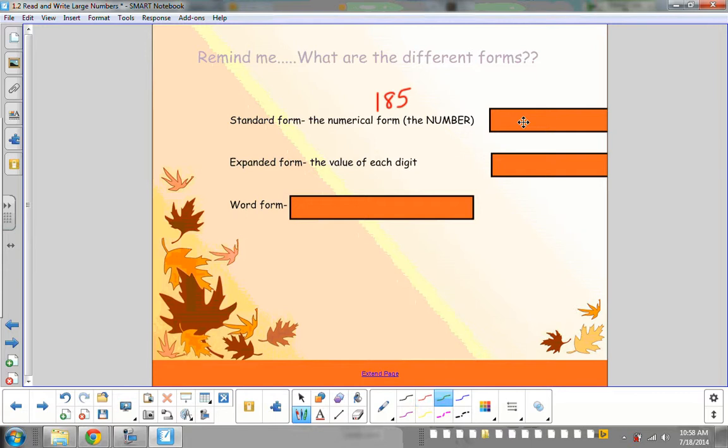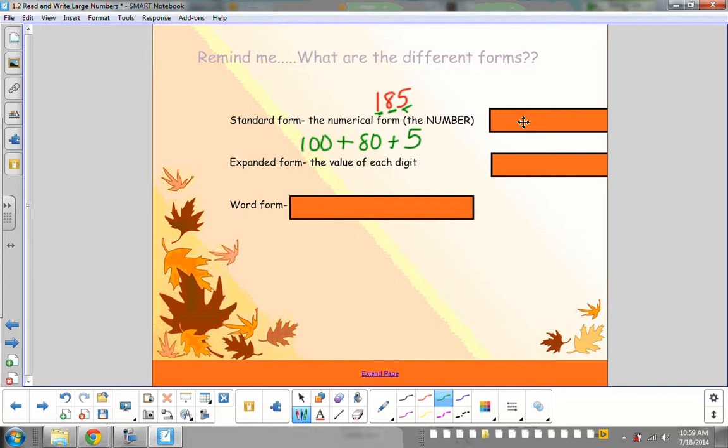If I think of place value, what is the value of the 1 in this number? Hundreds. So it would be 100, right? The 1 actually equals 100. In expanded form, I'm going to put a plus there. What is the value of the 8 in this number? We have 80. And finally, what is 5? Well, 5 is a 1, and there's only 5 of them, so it'd be 5. So that is expanded form for 185.